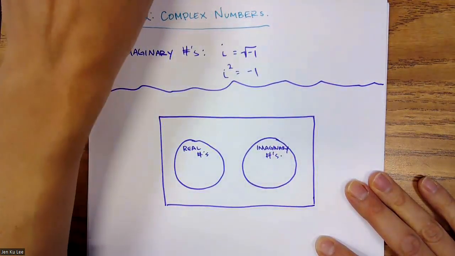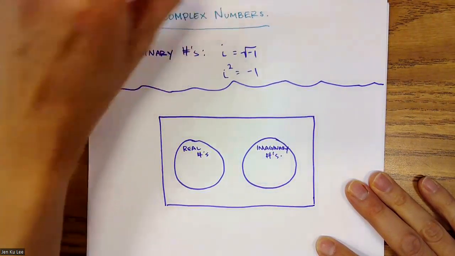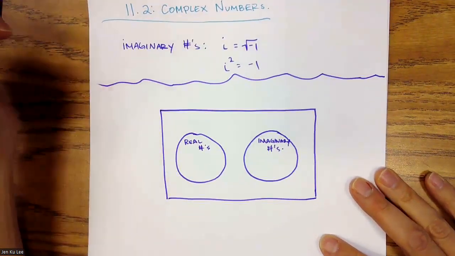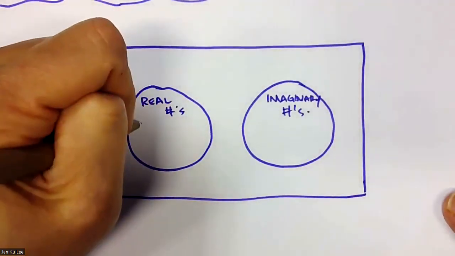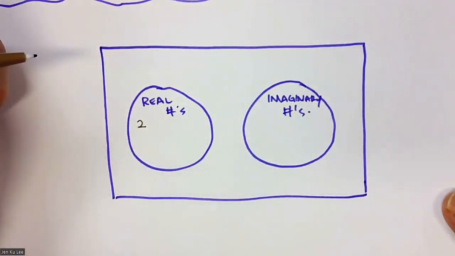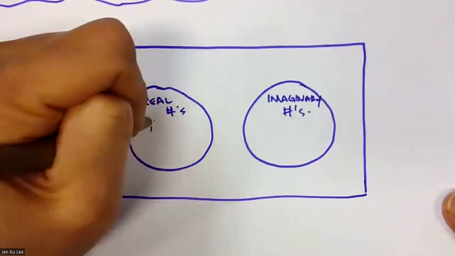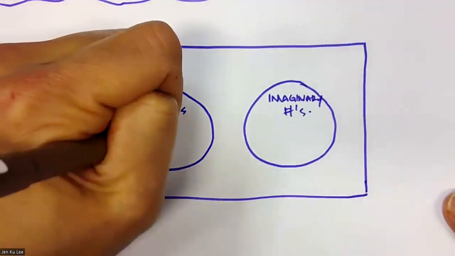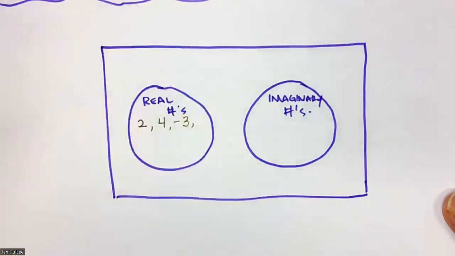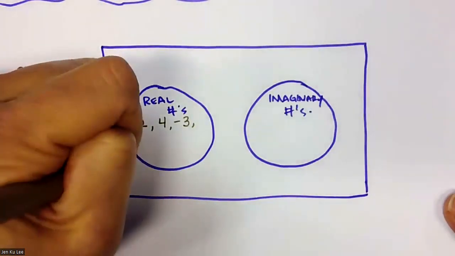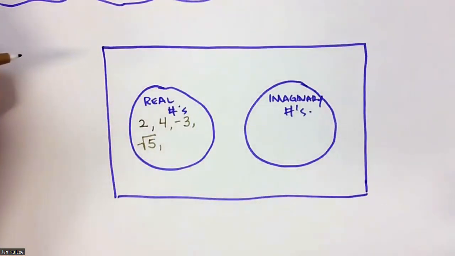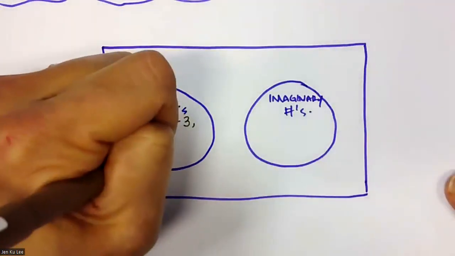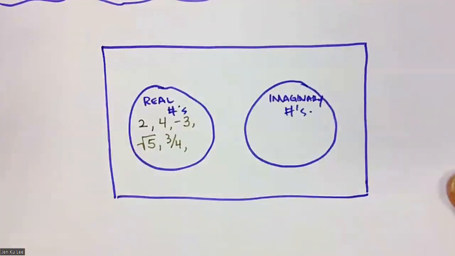Okay, so a real number is like all the numbers that we know, right? Like 2 is a real number, 4 is a real number, -3 is a real number, square root of 5 is a real number. Anything that we've worked with so far. 3/4 is a real number, right?